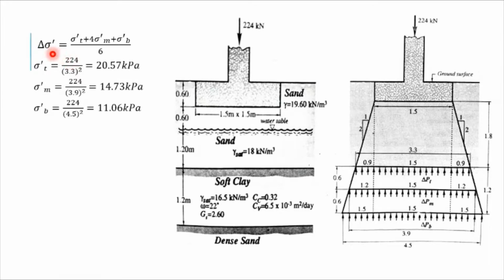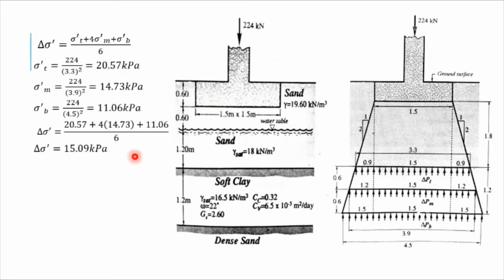So to determine the change in stress due to this load at the footing, it's equal to the change in stress at the top plus 4 mid plus change in stress at the bottom over 6. By substituting these values to the formula, this will give us 20.57 plus 4 multiplied by 14.73 plus 11.06 over 6. This is adapted from the Prismoidal formula if you still remember your surveying classes. So, dito din yun yung Prismoidal formula natin. And this is equal to 15.09 kPa.